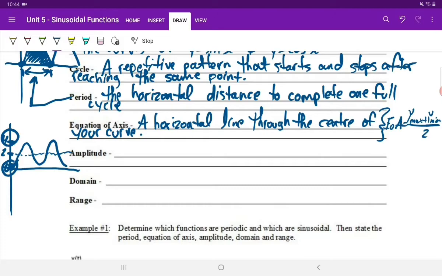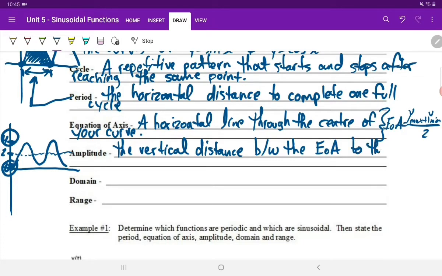When you're dealing with these sinusoidal curves, there's something known as amplitude. You may have heard this term before, especially when it comes to music. This is what they're talking about when it comes to music, because remember I said that sound waves follow a sinusoidal curve. So it is the vertical distance between the equation of axis, I'll call it EOA, to the y min or the y max value.